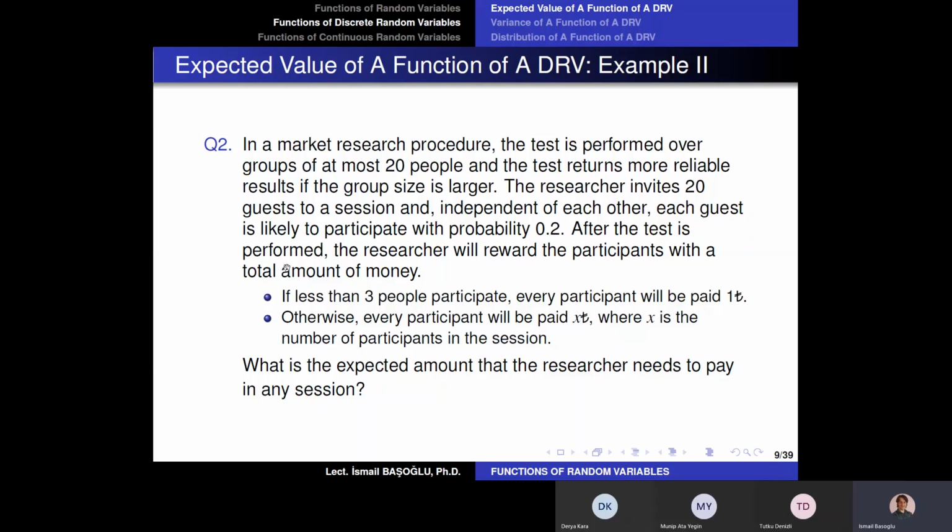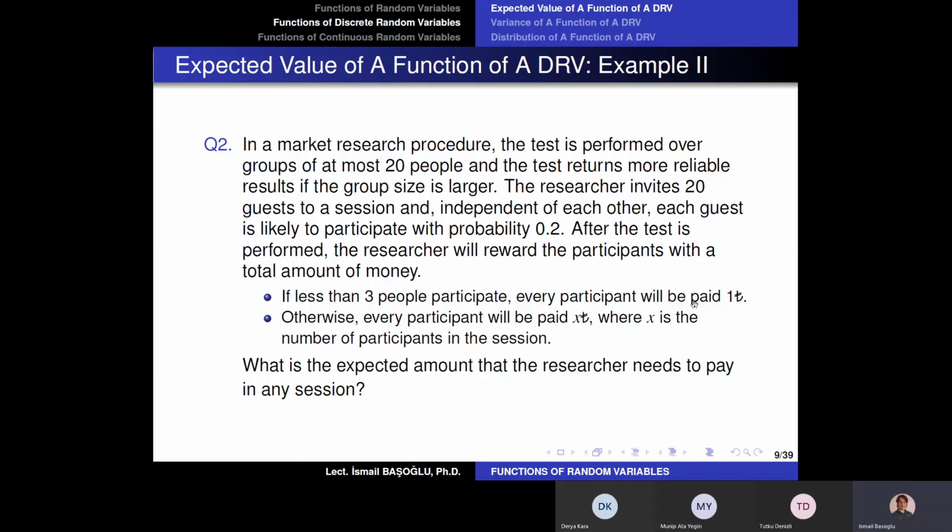After the test is performed, so the question is not ended yet, okay? But we have realized that this question is somehow related with a binomial random variable. After the test is performed, the researcher will reward the participants with a total amount of money. And if there are less than 3 people participate, in that case, every participant will be paid 1 Turkish lira.